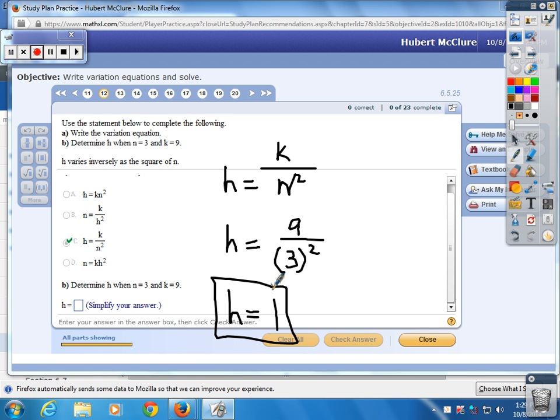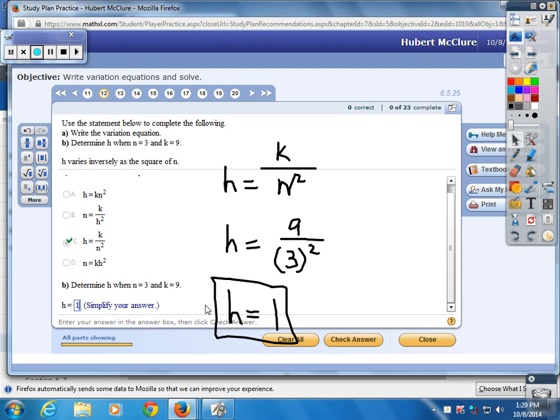H is equal to 1. 3 squared is not 6. That's what some people say 3 squared is. 3 squared is 9. And H is equal to 1. And that's how you do that type. This plugging and chugging is still plugging and chugging. The only difference here is the type 1, but the only difference here is that square of. Y'all need to make that note.